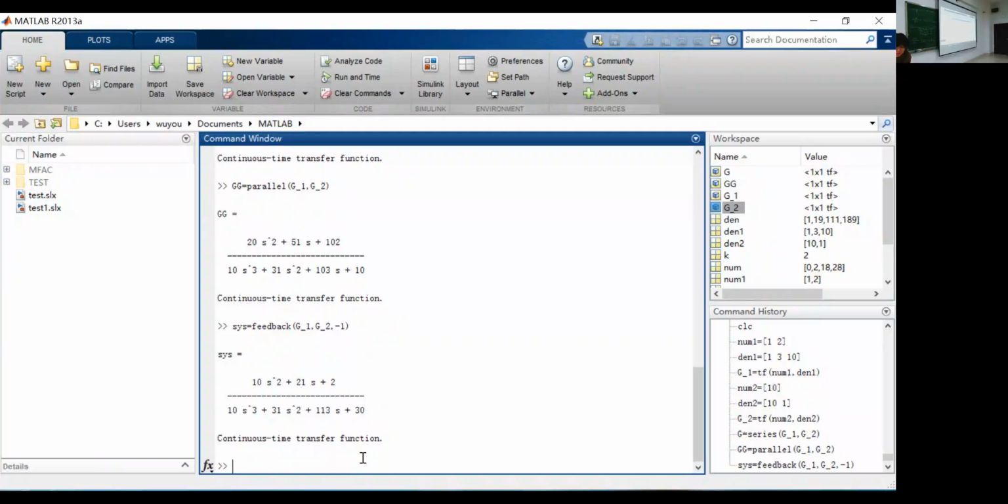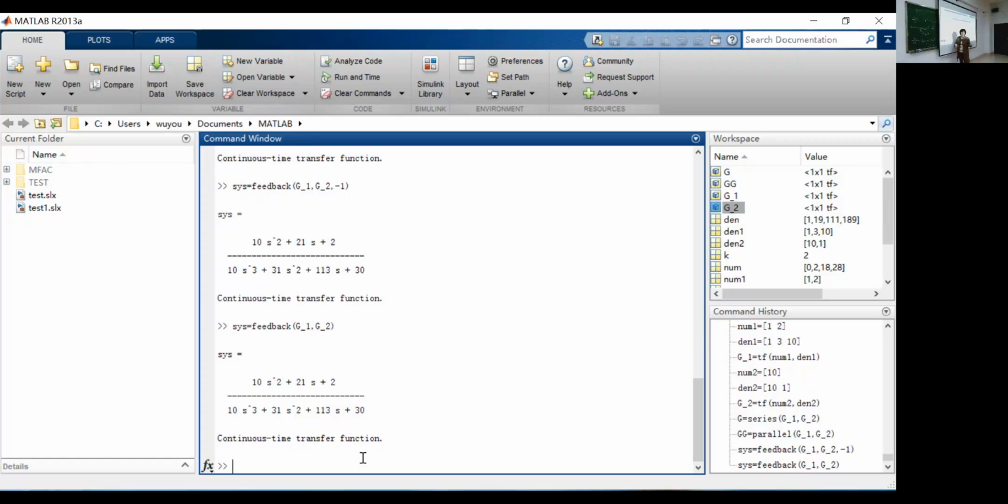Same with what? Not the same, okay. It's G1, G2 over 1 plus G1, G2. If you write it by hand and compare these two results, it should be the same. If we leave nothing here, we just write G1, G2, it is negative. So it's okay to say -1 or no -1, the same.